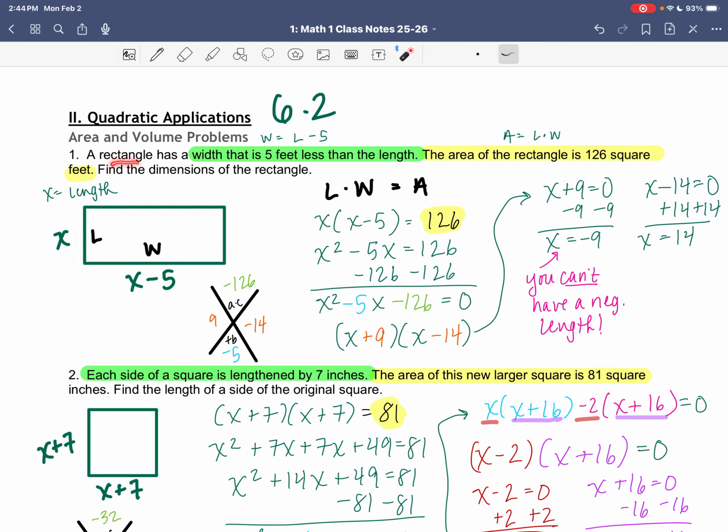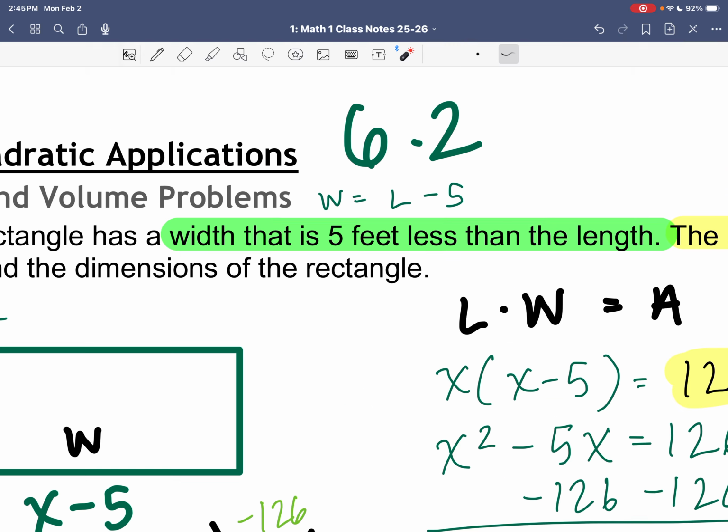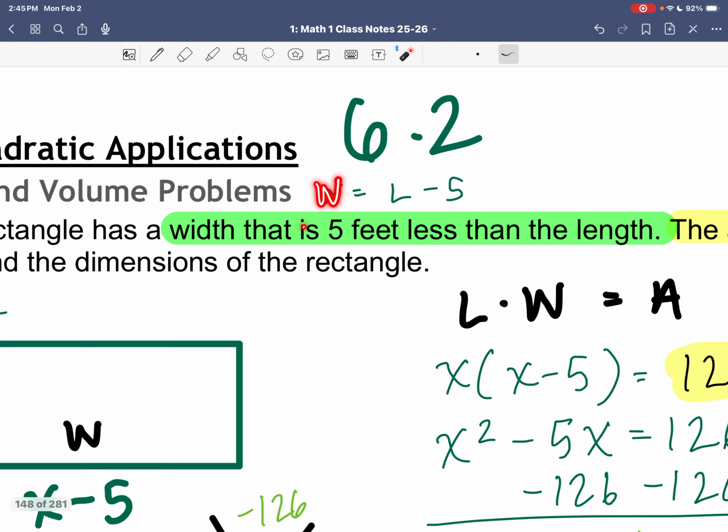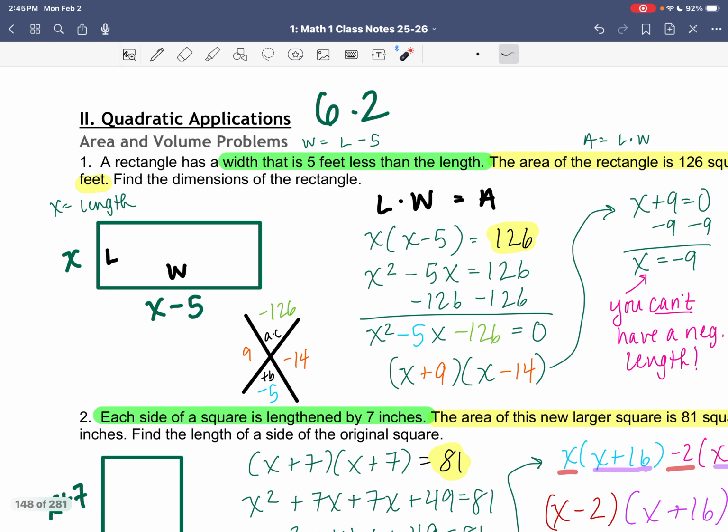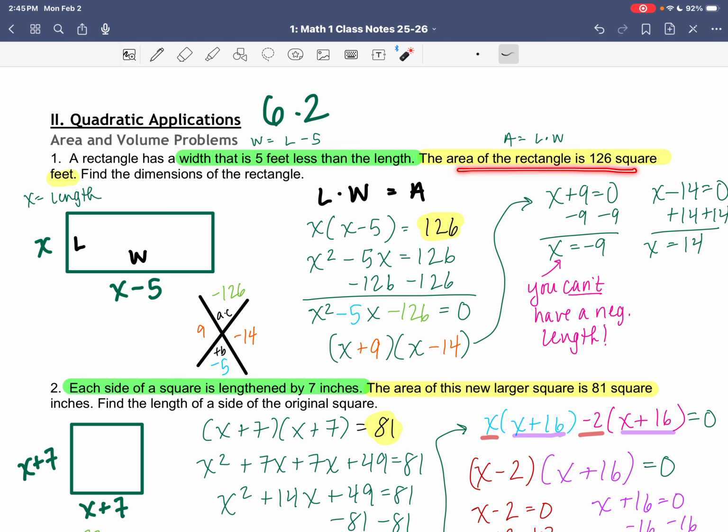And it says a rectangle has a width that is 5 feet less than the length. So when I translate it, I say width is 5 feet less than the length. Well, it didn't tell me what the length is, so I'm making x equal to length, and I know that if your length is x, the width is going to be x minus 5. All right, then it tells us the area of the rectangle is 126.